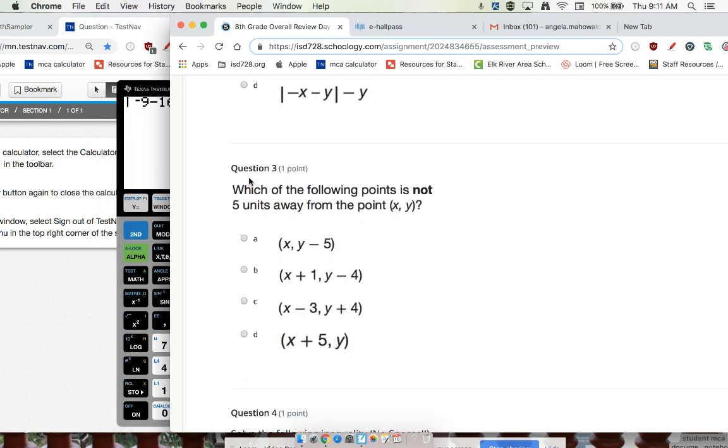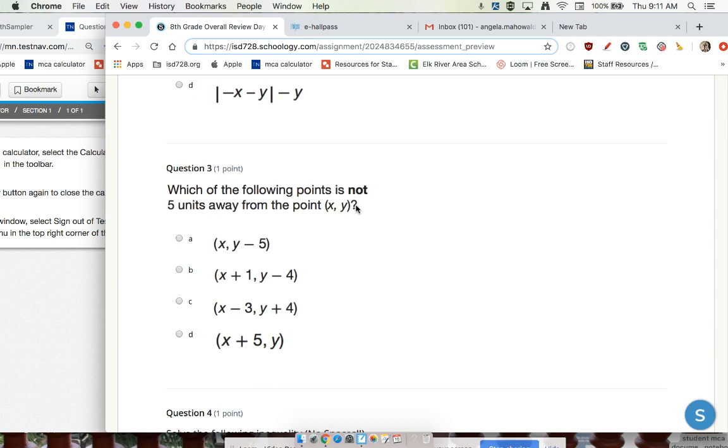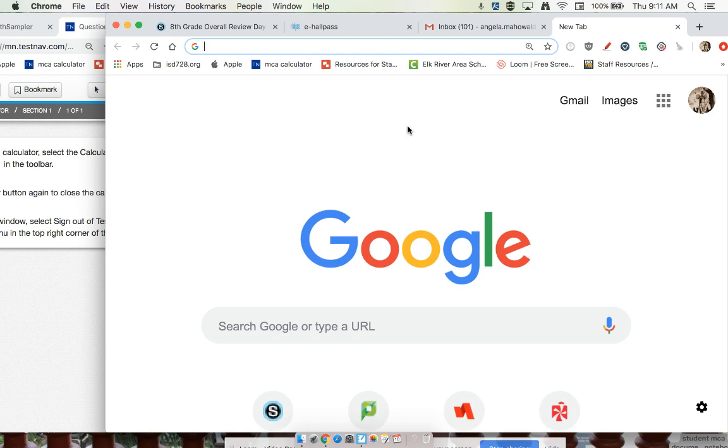Okay, number 3. Which of the following points is not 5 units away from the point x comma y? So this is just a random point. X comma y is just kind of this whatever random point. This one says y take away 5. So it would be, if you would be able to use graph paper on this one.